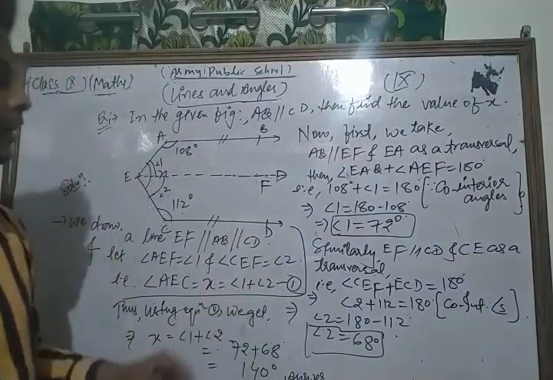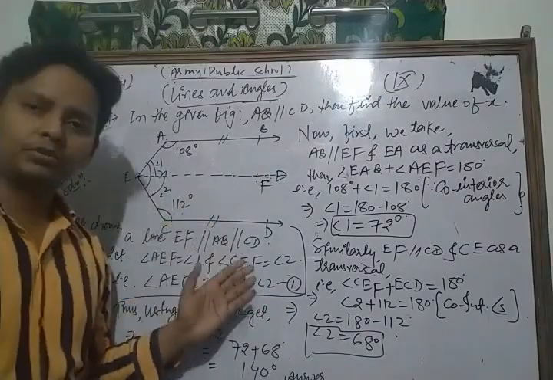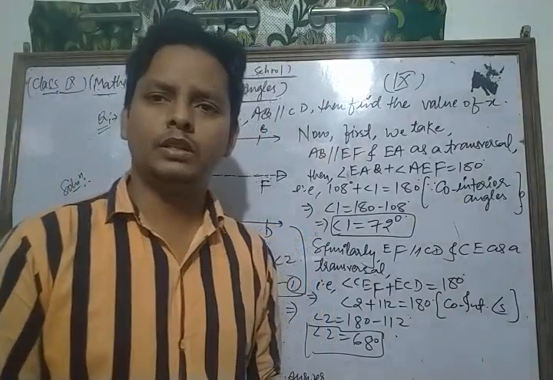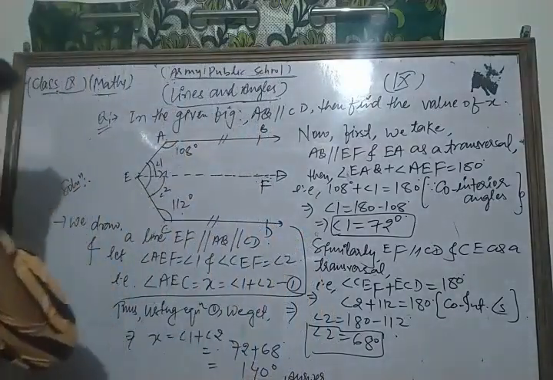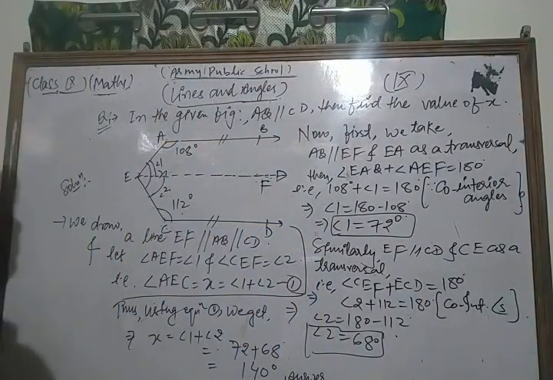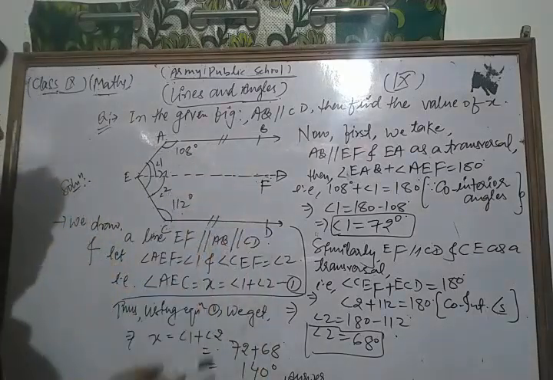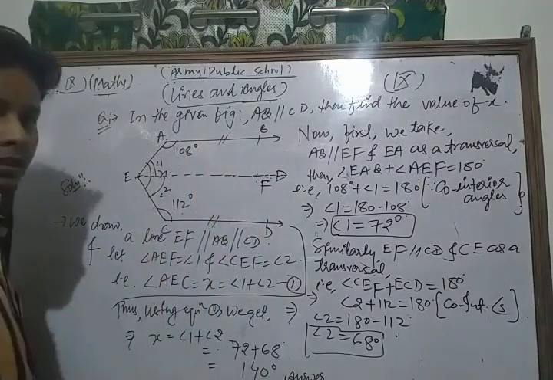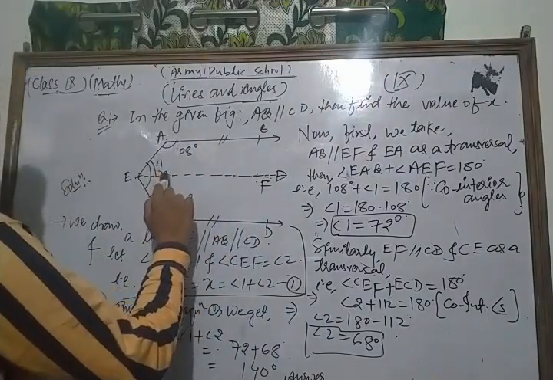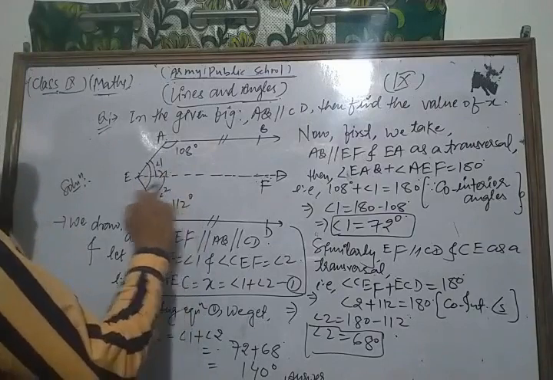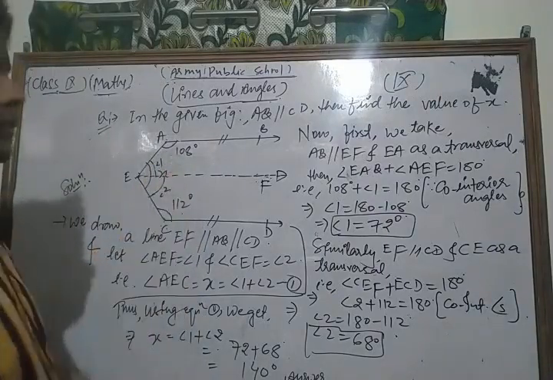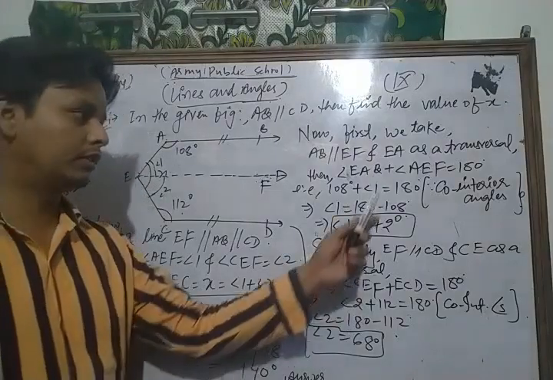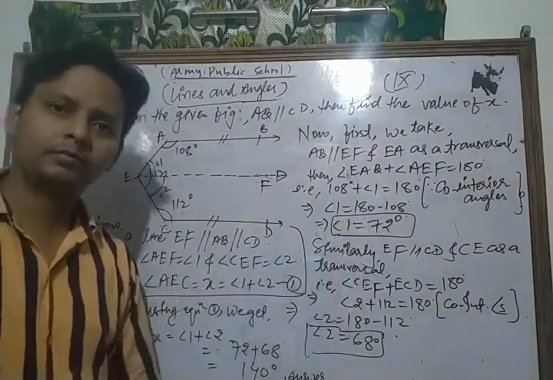But let's see once more. In that type of question, first of all we have to do some construction. After constructing, we draw EF as a line parallel to AB as well as CD, and after that we split angle x as angle 1 plus angle 2. Here angle 1 and 108 are a pair of co-interior angles, so their sum is 180. From there we find angle 1.